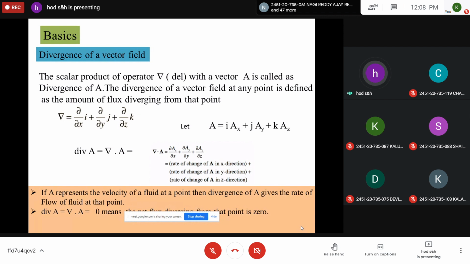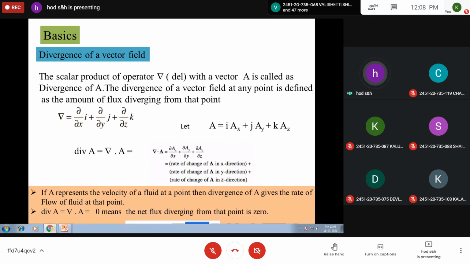Operator del is represented by i ∂/∂x plus j ∂/∂y plus k ∂/∂z. Let us define a vector A. It is i Ax plus j Ay plus k Az. Remember, even though the bar is not there, you can assume it is a vector. So it is understood. The divergence of A can be written as div A, which is equal to del dot A, that is the scalar product. So i dot i equals j dot j equals k dot k, which is 1. Finally you get del dot A equal to ∂Ax/∂x plus ∂Ay/∂y plus ∂Az/∂z. So this is the divergence of a vector field.